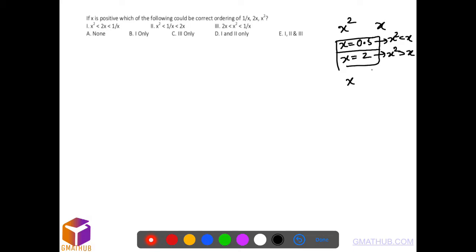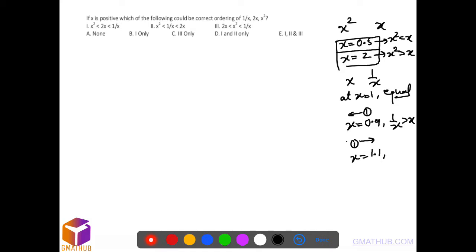Again, when we are comparing x and 1 by x, at x is equal to 1, they are equal. So we must take a value which is slightly to the left of 1. Let's say x is equal to 0.9. In this case, 1 by x would be bigger. And we must take a value which is slightly to the right of 1. Let's say x is equal to 1.1. Here x will be bigger than 1 by x. So the crux of this whole thing is, you must take values like 0.5, 0.9, 1.1 and 2. Okay, this will give me possibilities of all the cases.